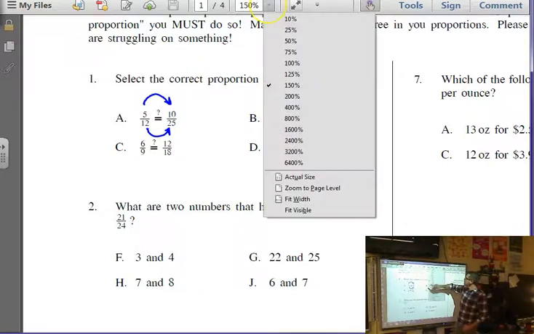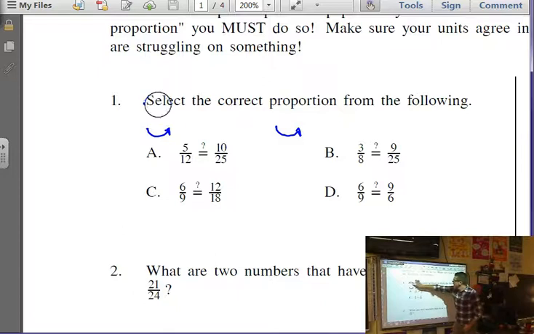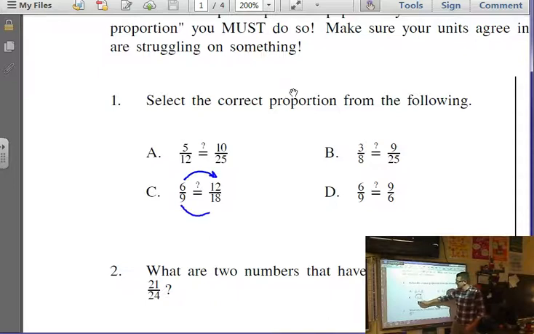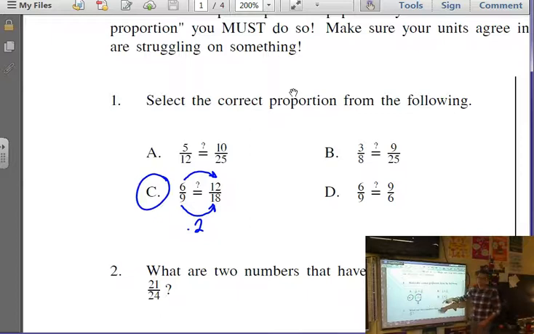How do I go from, let's zoom this a little bit more, how do I go from 6 to 12? I double. How do I go from 9 to 18? I double. So since I can see that in both of these, this is a times 2. C would be your correct answer there.